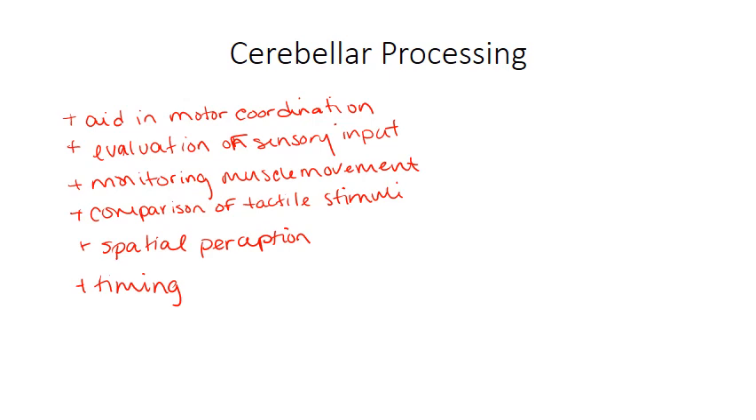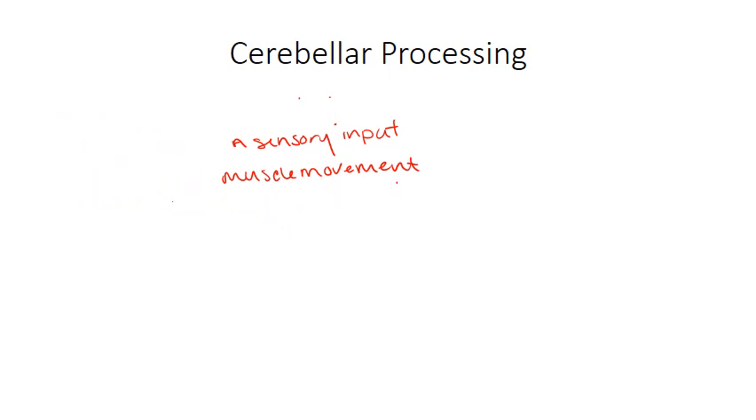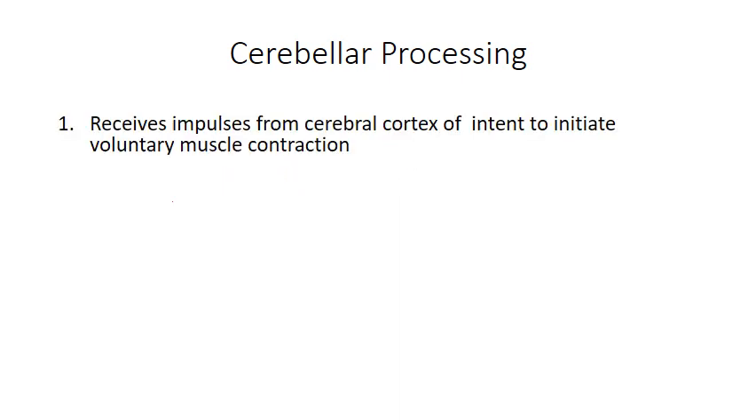I want to go through how cerebellar processing works, so I'm going to delete these now. Let's talk about how the cerebellum actually processes things. So the first thing it does is it receives impulses from the cerebral cortex, which tell us that we're going to voluntarily move a muscle. So you're going to take a step or you're going to kick a ball. That information is coming from the cerebral cortex and it goes to the cerebellum for processing.